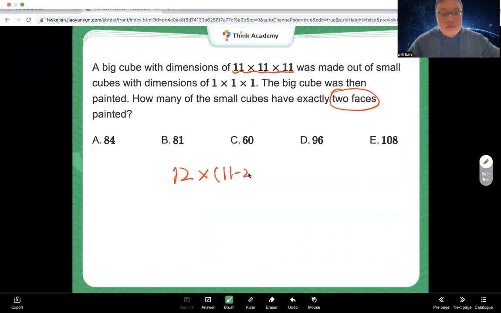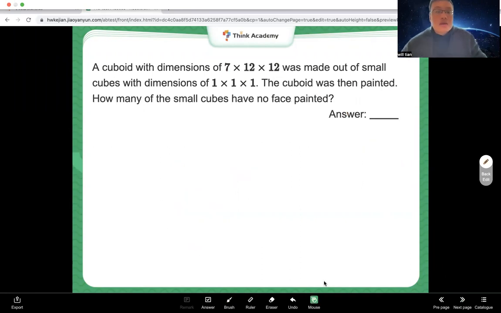So we do 11 minus 2. The answer is 12 times 9, right? 108, so the answer is E. Yeah, the answer is E. And then the next one is actually the same.